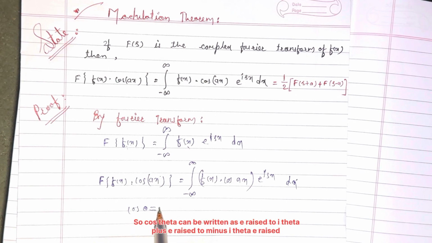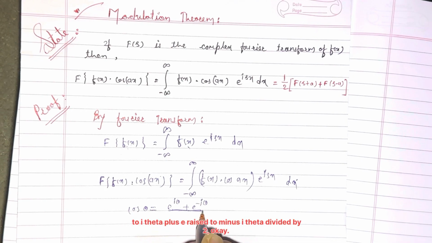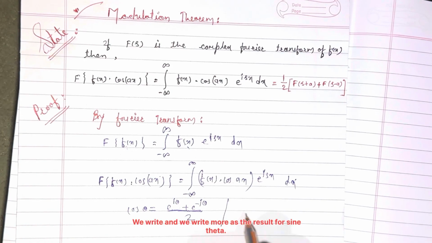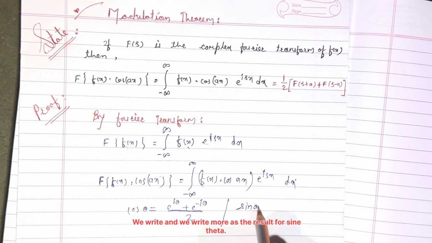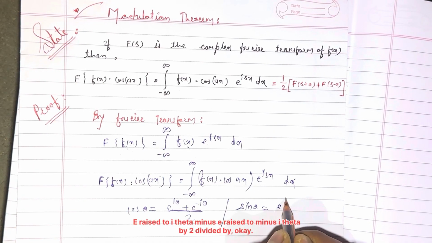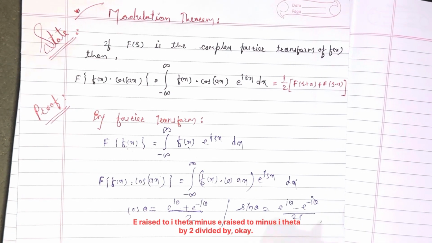Cos theta can be written as e raised to i theta plus e raised to minus i theta, divided by 2. This one is the value for cos theta. We also write the result for sin theta, just for your reference, so note it down: e raised to i theta minus e raised to minus i theta, divided by 2i. These are the two important formulas here, guys.